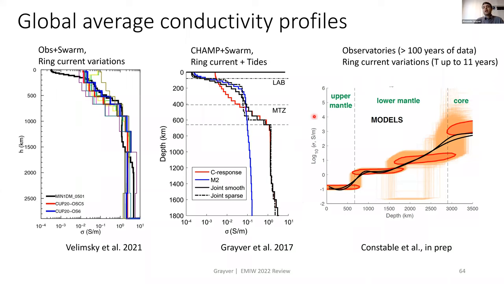of the mantle. And finally, there were works which also tried to go as far into the past and use very, very long time series and periods up to 11 years to try and reach the lower mantle, the lowermost part of the lower mantle.